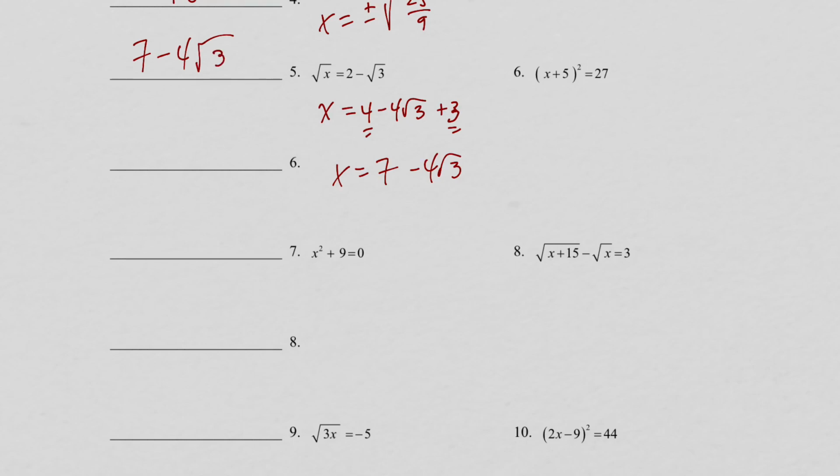Here we're going to unsquare each side, so x plus 5 is equal to plus and minus the square root of 27. So x plus 5 is equal to plus and minus, this is 9 times 3. When we take this out, I get 3. So then we're going to bring the 5 over, so x is equal to negative 5 plus and minus 3 root 3.